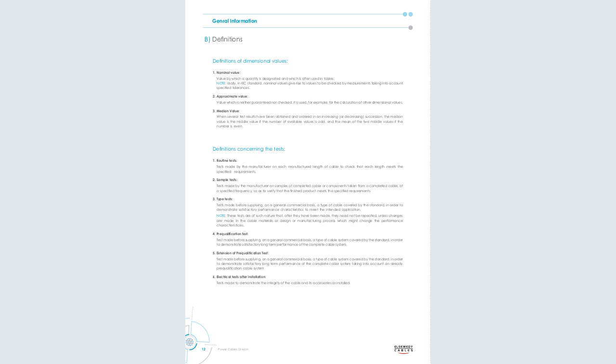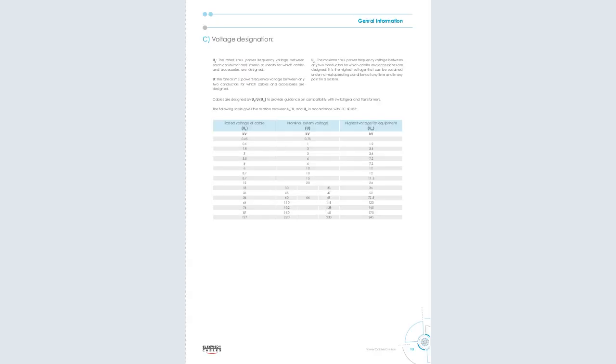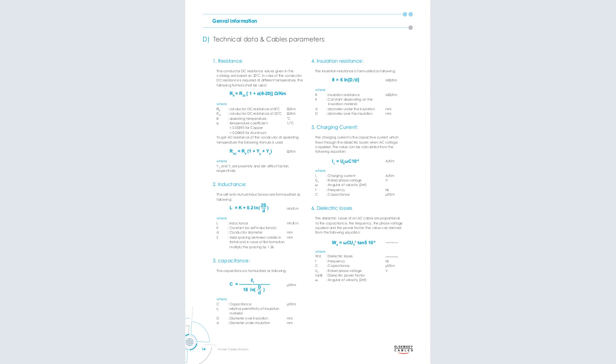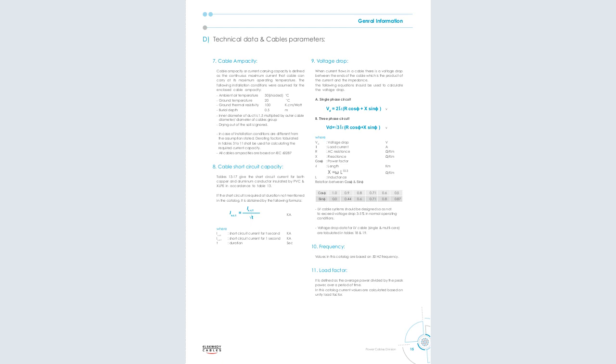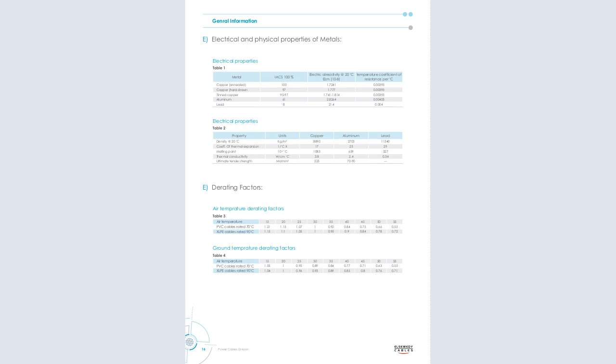Definitions, general, normal value, approximate value. These are calculations and definitions and tests. Voltage drop designations. Technical data and cable parameters. These are now the formulas that we were talking about. I'm just showing you so that you guys can go through them. Technical data and cable parameters. These are still other formulas.